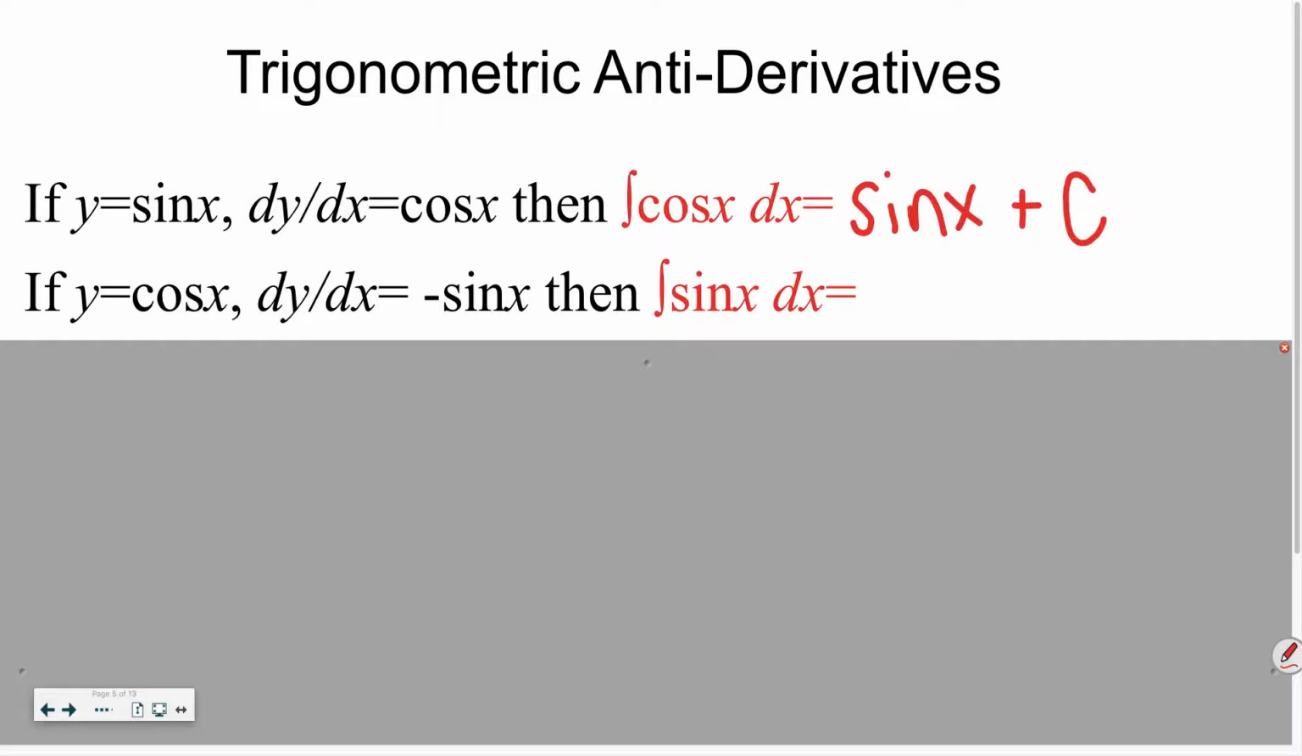We know that when we take the derivative of cosine of x, we would get negative sine of x. So the antiderivative of sine of x would be negative cosine of x plus c. That's something that you talked about a little bit in your activity yesterday, correct? I think I remember that happening. Okay. So let's talk about the other 4 rules that we have.